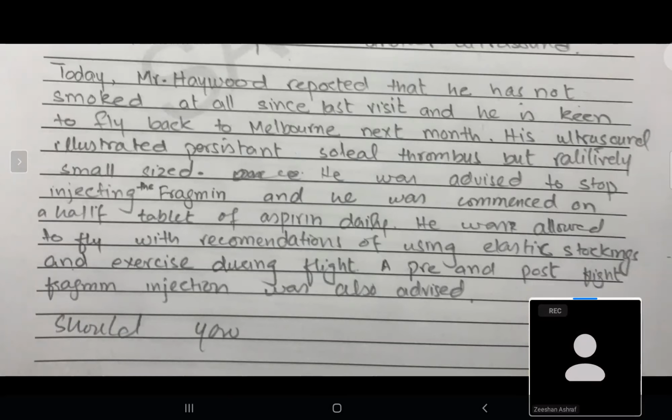Okay. All right. It's your turn, Dr. Zishan, to take the revenge. Please read it. Today, Mr. Haywood reported that he has not smoked at all since last visit. Please correct it for me. What is wrong? At all since last visit. What is incorrect here? What would you add here? Since his last visit. Okay, go ahead. And he's keen to fly back to Melbourne next month.